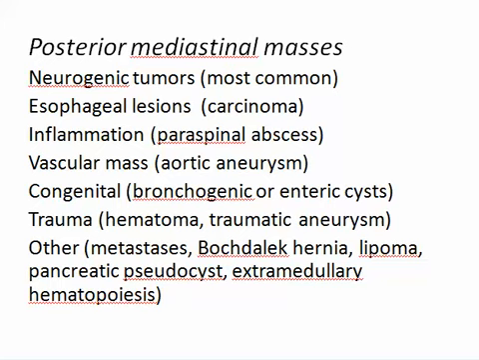Posteriorly, the most common are the neurogenic tumors. Others are esophageal carcinoma, paraspinal abscess, vascular lesions like aortic aneurysm, congenital lesions which could be extending bronchogenic cyst or enteric cyst, trauma, which could be hematoma or aneurysm, deposits, hernias, and finally extramedullary hematopoiesis. This is the differential of the posterior mediastinal masses.